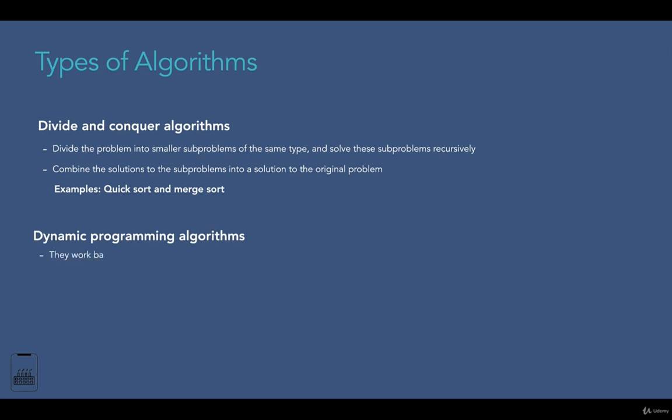Then the next type of algorithm is dynamic programming algorithms. They work based on memoization, which means that the algorithms remember past results and use them to find new results. These types of algorithms are generally used for optimization problems. The goal is to find the best solution among multiple solutions. Here again, I don't want to go into the details because, as I mentioned before, this algorithm will be discussed in detail in upcoming sections.